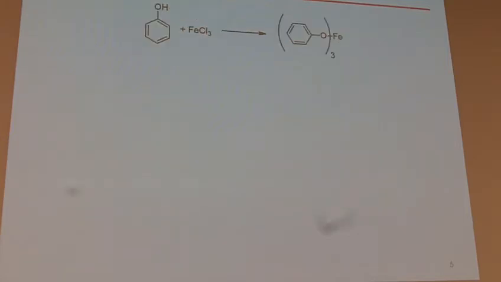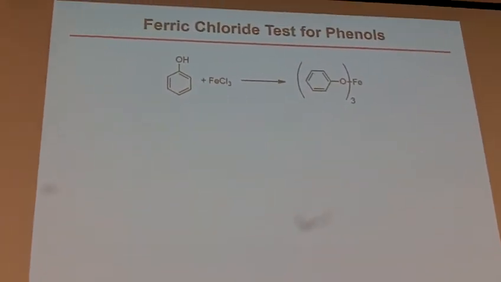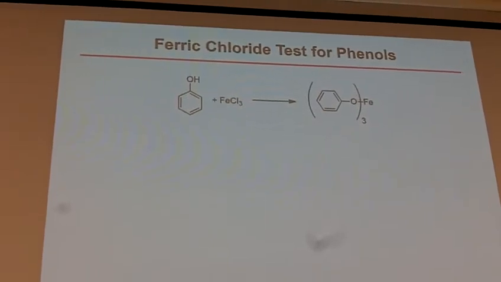Okay, so we finished this branch of the flowchart, okay? So if you have a positive DNP test, go on, do the chromic acid test, and you determine if you have an aldehyde or a ketone, you're done, okay? You don't need to keep going down this side. If you have a negative DNP test, then going down this side, the first test we're going to do is the ferric chloride test for phenols. So you want to figure out if you have a phenol present or not.